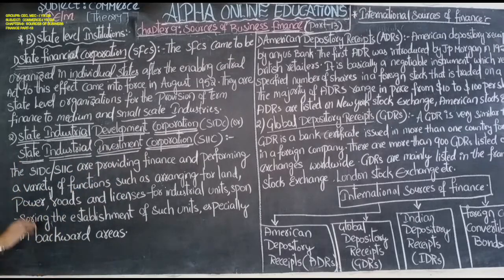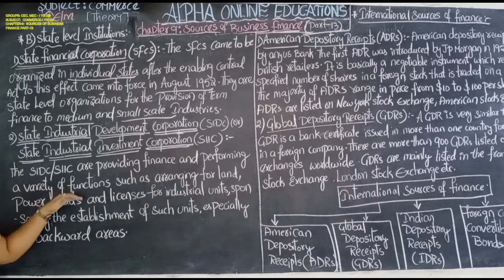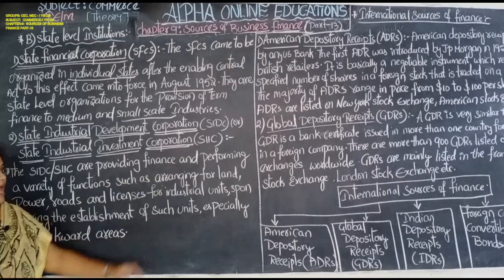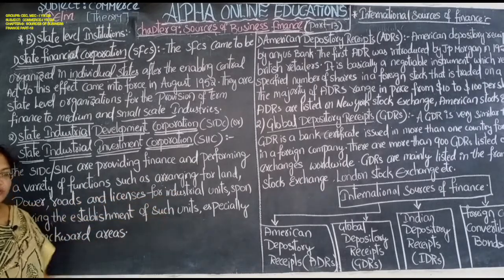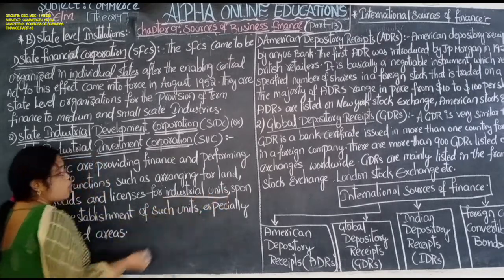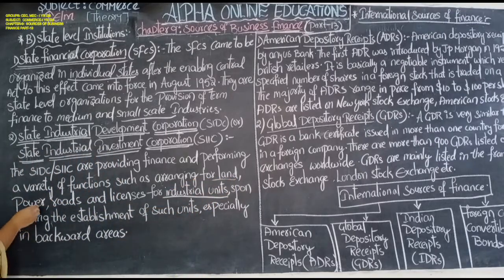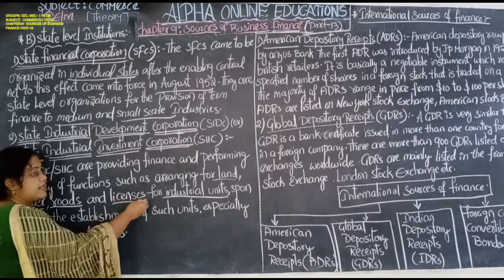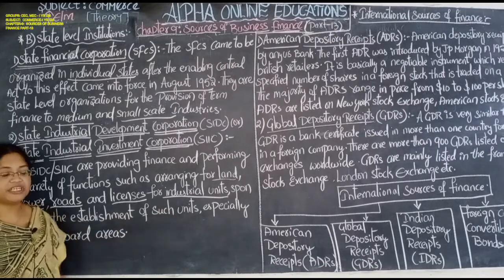So what it means is, the SIDCs or SIICs are providing finance and performing a variety of functions such as arranging for land, power, roads and license for industrial units. So they're performing different types of functions. They're providing the land for the industries, the power, the roads, and license for the industries, okay, and sponsoring the establishment of such units.